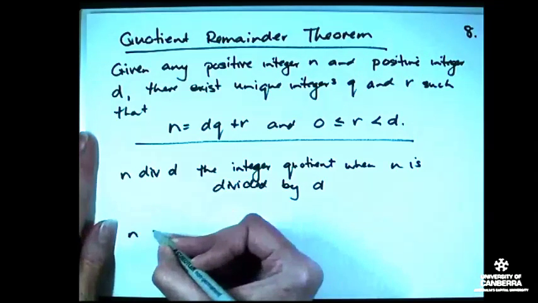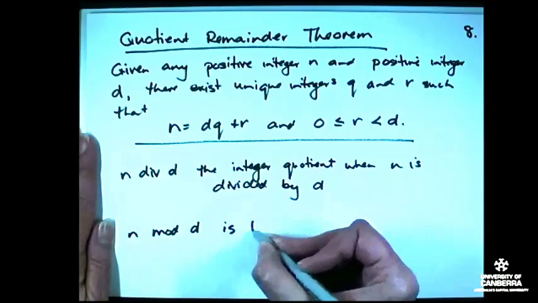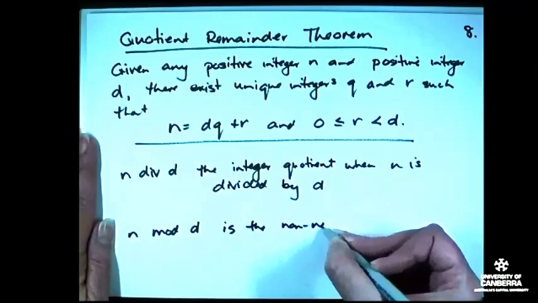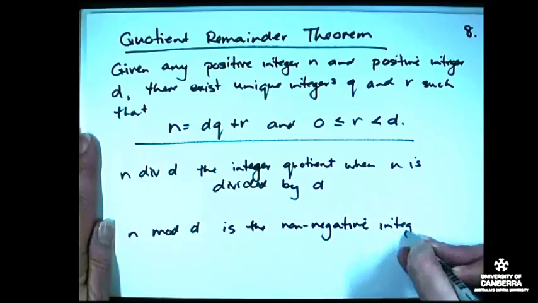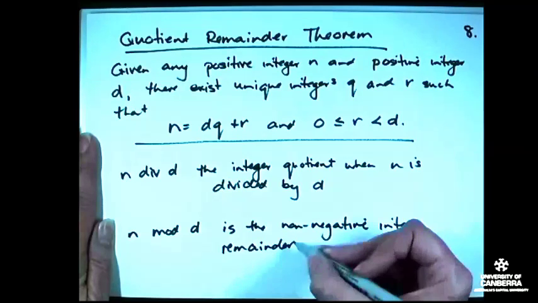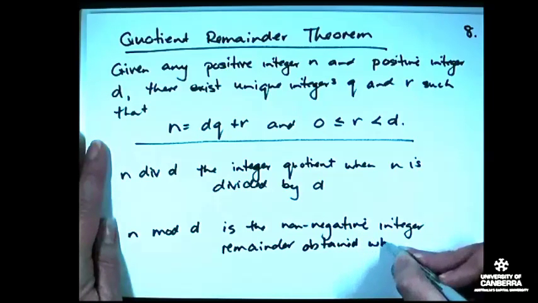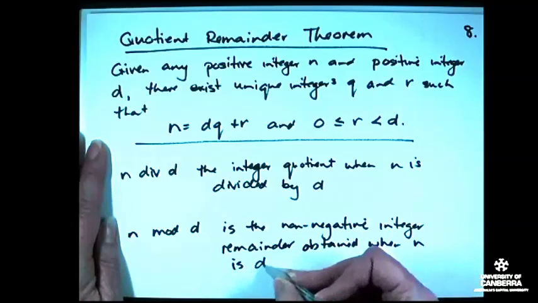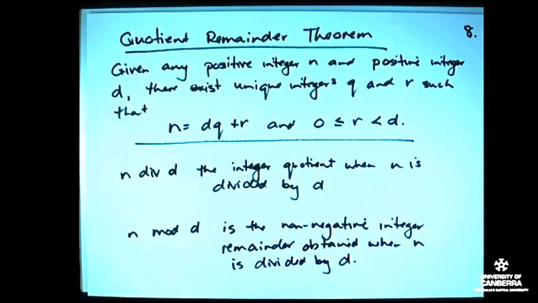And n mod d is the non-negative integer remainder obtained when n is divided by d. Now, but we can write, actually, I have a new piece of paper.